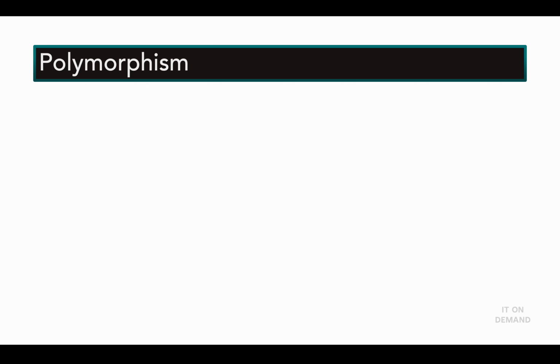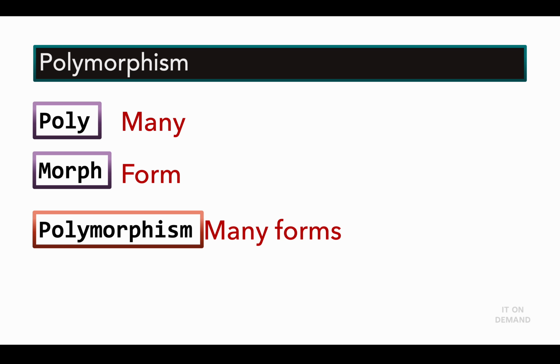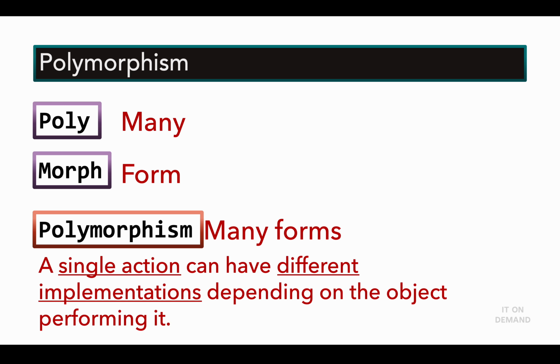So polymorphism is an object-oriented concept. It's a fusion of two words. The first is poly, which means many, and the other is morph, which means form. And so if we merge those words together and try to make something up for polymorphism, we say polymorphism is many forms. And what does that really mean in more technical but simple terms? It's when you have a single action that can have different implementations depending on the object performing it.